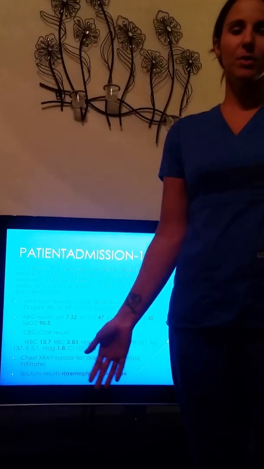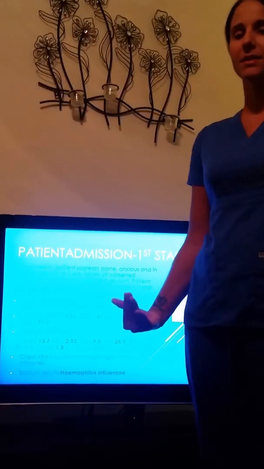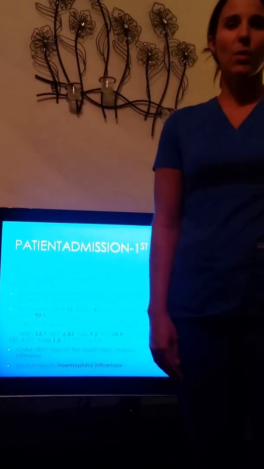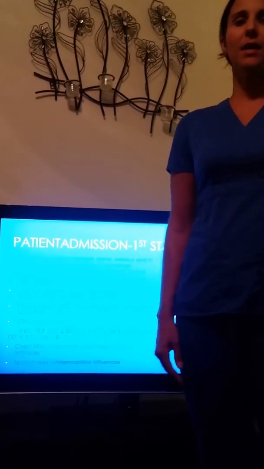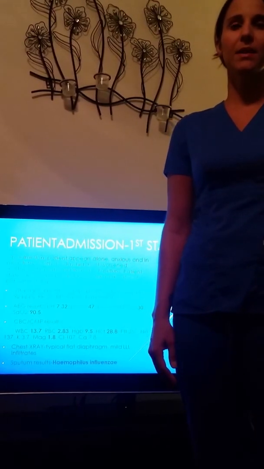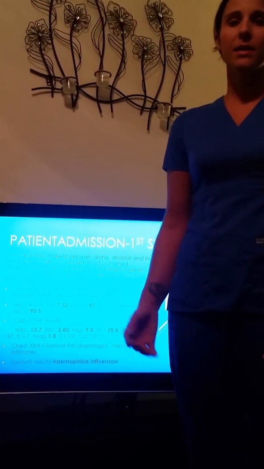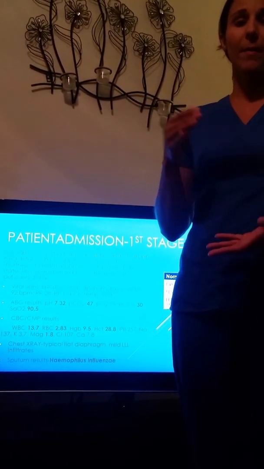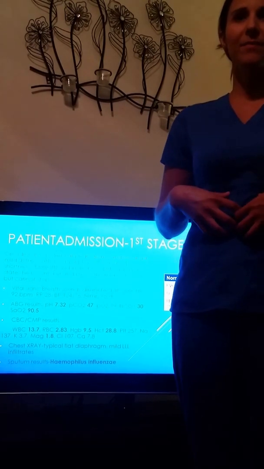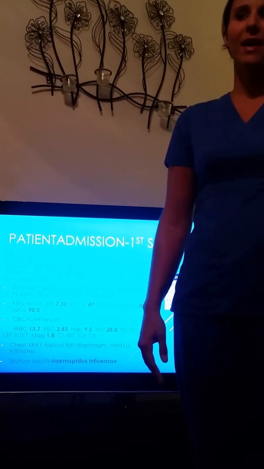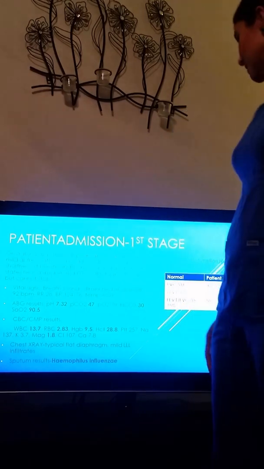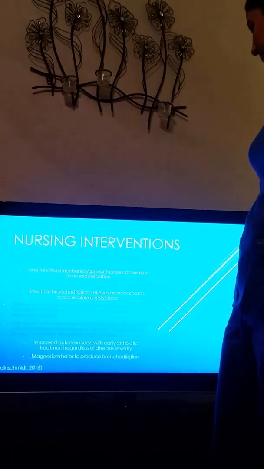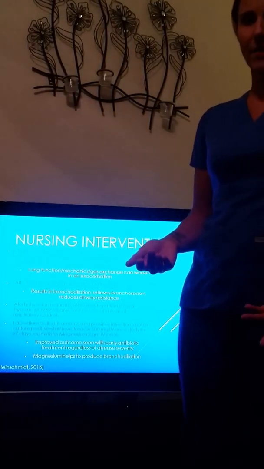Sputum results. So we get sputum to see if he has an infection. He does. He's got Haemophilus influenzae. Pulmonary function test. Why do we get that? It's a spirometry test that we do, and we obtain that to see his lung function, to see how well he's exhaling, the amount of air that he's able to exhale, and how much time it takes him to exhale. So at this point, his lung function test looks very bad. It's very poor.